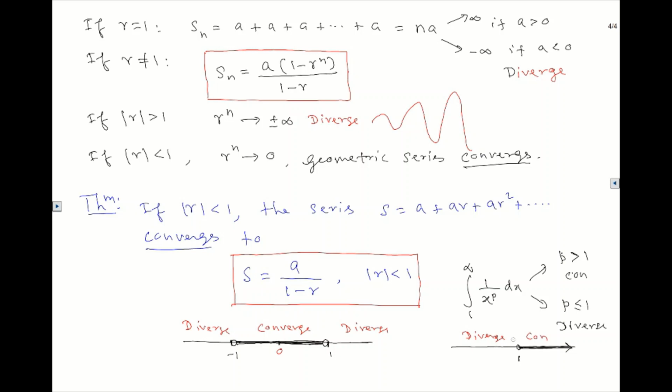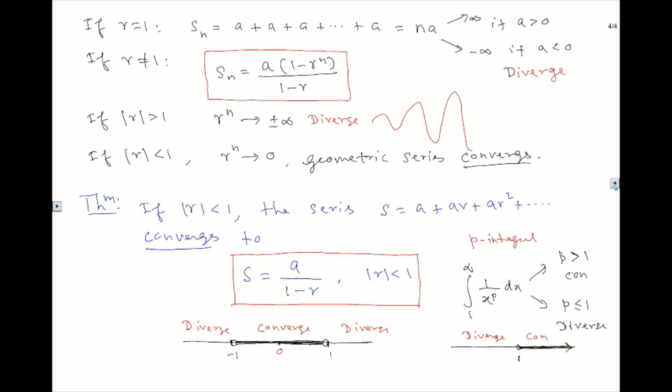And here in the geometric series, it's going to converge only between 1 and -1. Outside is going to diverge, but in the p integral, this is what we normally call the p integral. The p integral is going to converge if p is greater than 1. If p is less than or equal to 1, it's going to diverge. Okay, so this is a very important result, and let's look at maybe a few examples.